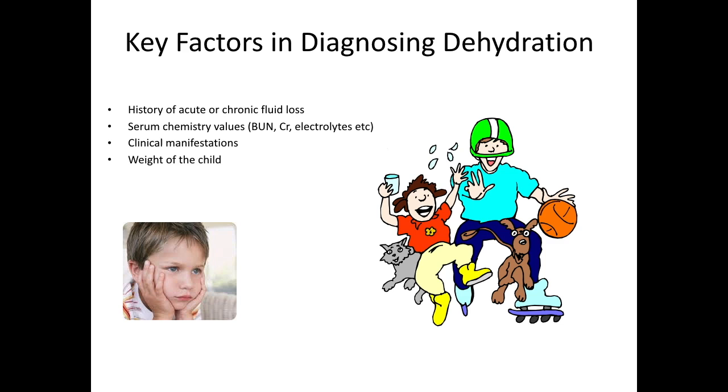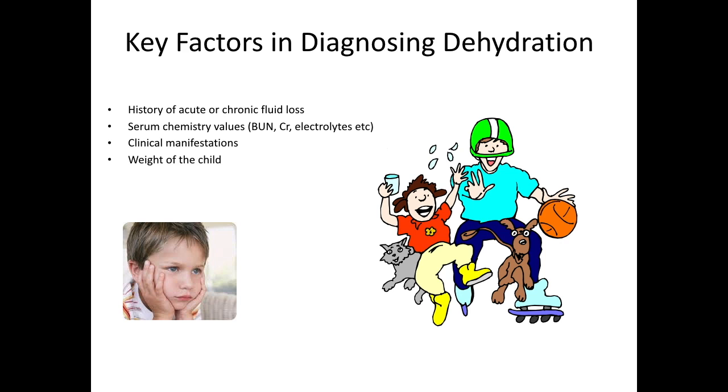So key factors in diagnosing dehydration include obtaining the history of how acute or chronic this fluid loss is. We have lab indicators, in particular the electrolytes, as well as the BUN and creatinine. And it's not just the values, but we also look at the ratio of the BUN to creatinine. Normal is supposed to be a 10-to-1 ratio. A 15-to-1 ratio can be tolerated, but once we get a 20-to-1, this child is definitely behind the 8 ball in terms of fluids.